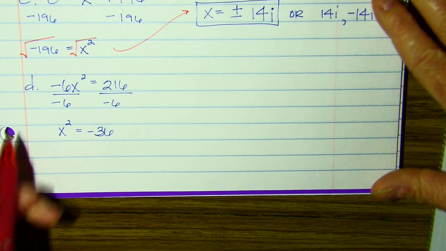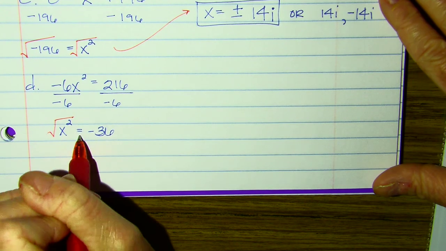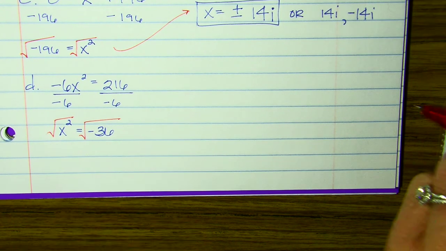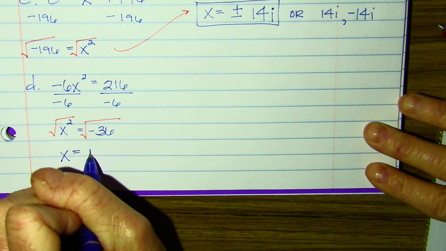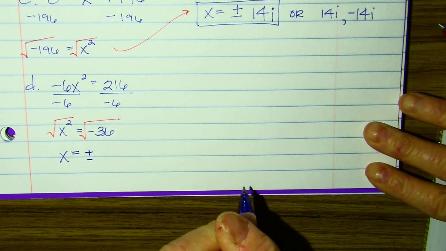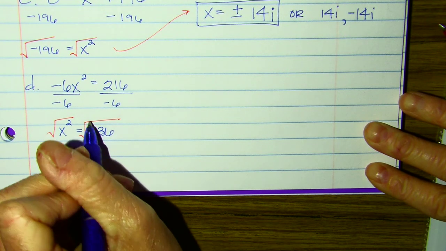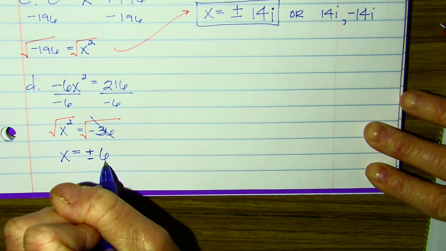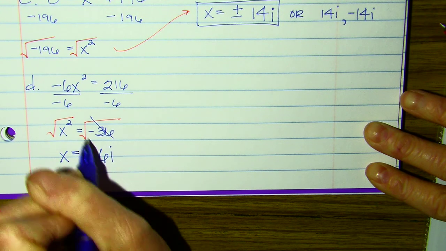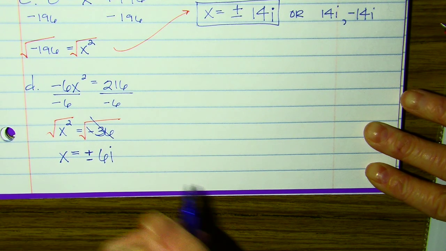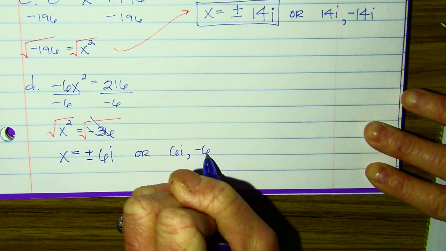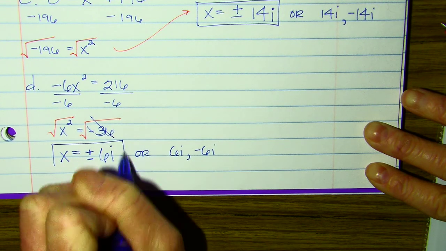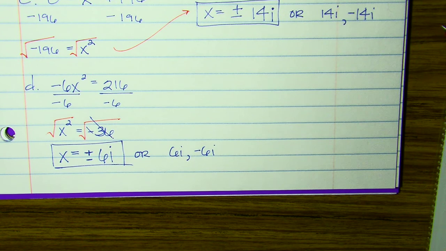Now to get rid of a square, I have to take the square root, which leaves me with x equals, you have to have that plus or minus because there's two possible solutions. The square root of 36 is 6, but the negative creates the i. So my answers are 6i, comma, negative 6i, or you can write it together, x equals plus or minus 6i.